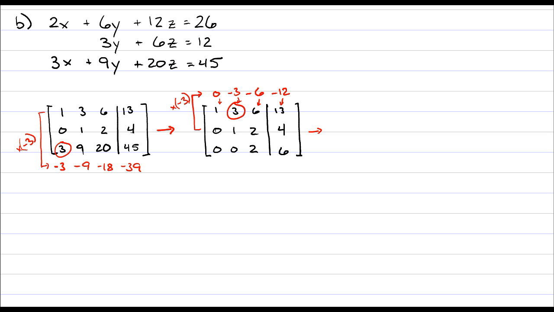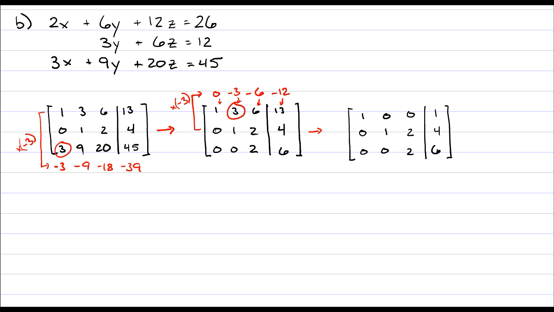And this leaves me with 3 minus 3, which is 0. 6 minus 6, which is 0. 13 minus 12, which is 1. And then none of the other rows change. So the second row is still this, and the third row is still this.